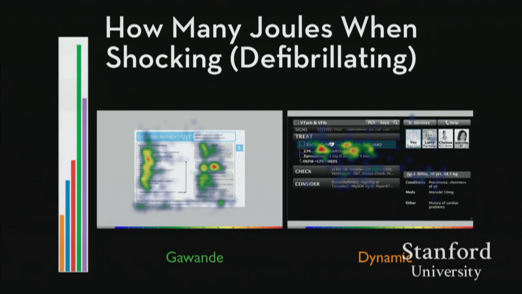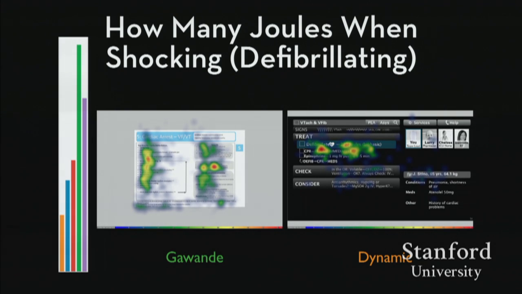So this is what the heat map would look like for that eye trace. People looked a lot here where the defibrillator was. They checked out what these boxes were. And then they spent a lot of time looking up and down this column trying to find the joules to shock at.